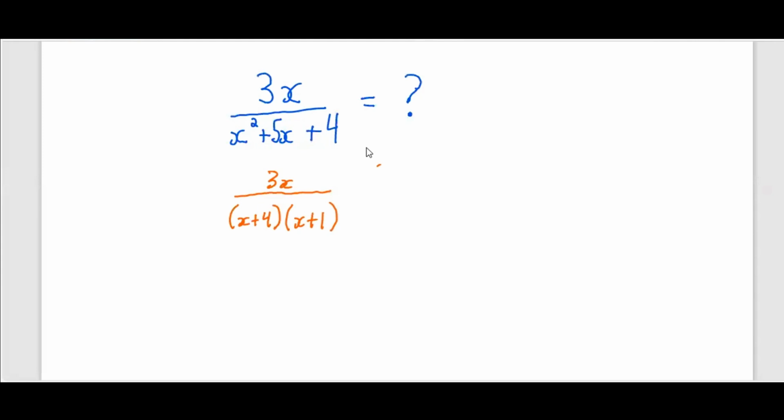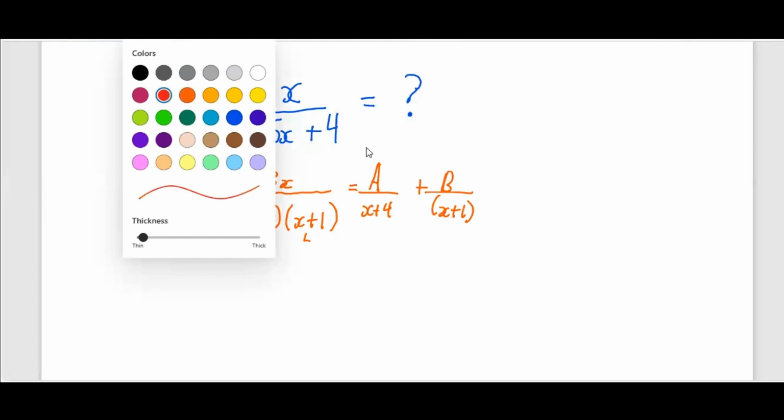Second step, look at the denominator. What types? So I have a linear and a linear. Since they are both linear, it'll be A on the first one plus B on the second one. Yeah, step 2 complete.